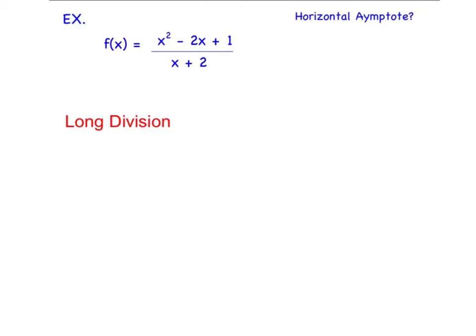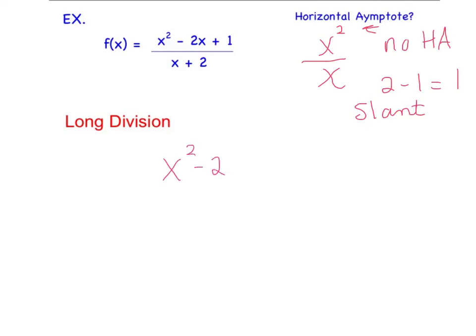Okay, here's their first example. We look here to see, does it have a horizontal asymptote? The highest power in the numerator is x squared. The highest power in the denominator is x. The numerator is higher, so it has no horizontal asymptote. However, 2 minus 1 is 1, so it does have a slant asymptote. So we are going to divide the numerator by the denominator.